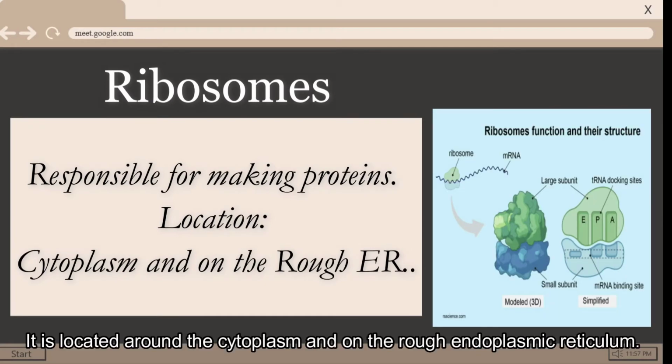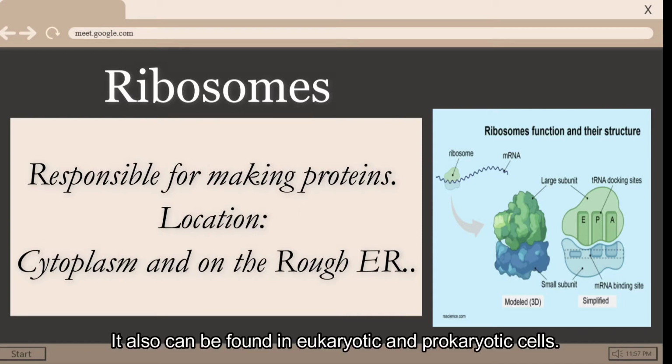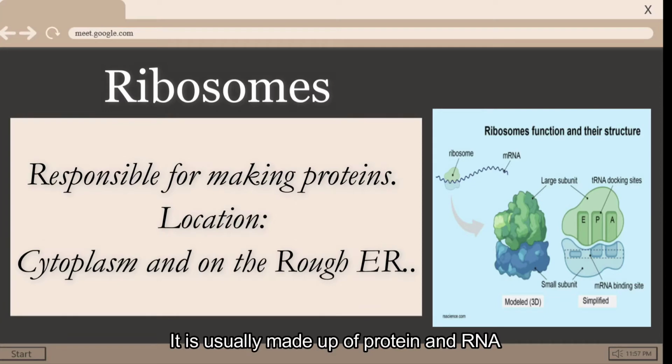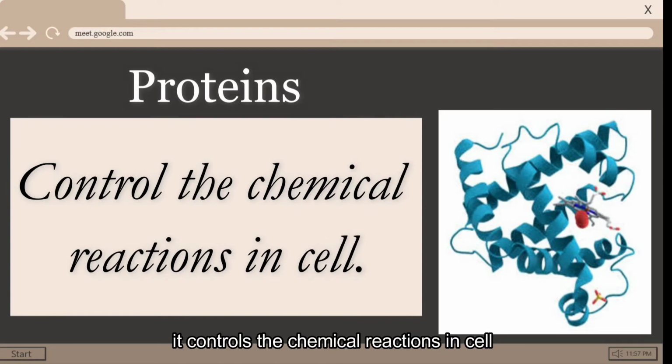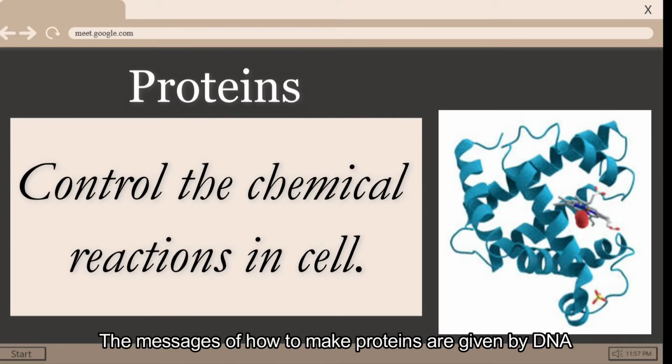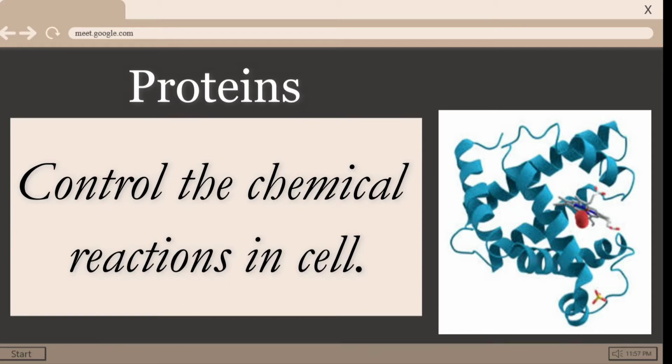It is located around the cytoplasm and on the rough endoplasmic reticulum. It also can be found in both eukaryotic and prokaryotic cells. It is usually made up of protein and RNA. It makes proteins and controls the chemical reactions in the cell. The messages of how to make proteins are given by DNA.